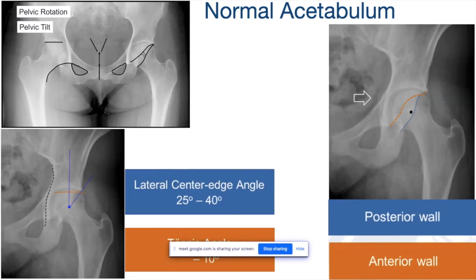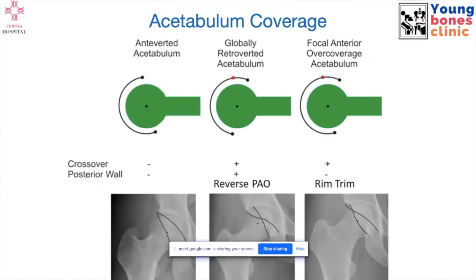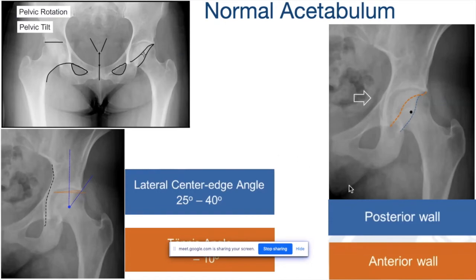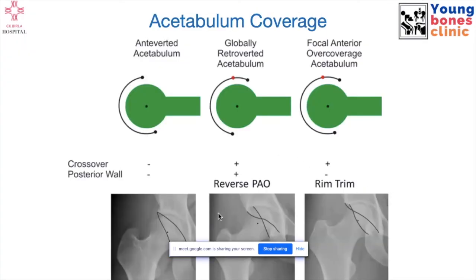So this is a normal acetabulum. What we see in an abnormal acetabulum is a crossover sign. I think I'll just skip this. So this is a normal acetabulum. When there is a crossover sign, the anterior and posterior walls cross on an X-ray. This is a crossover sign and indicates a pincer. That means a retroverted acetabulum and an over-covered acetabulum.